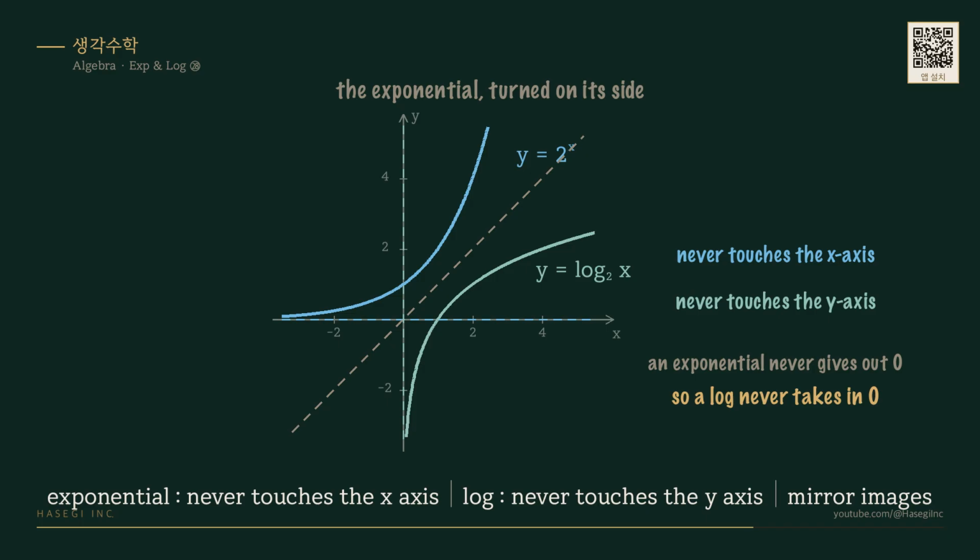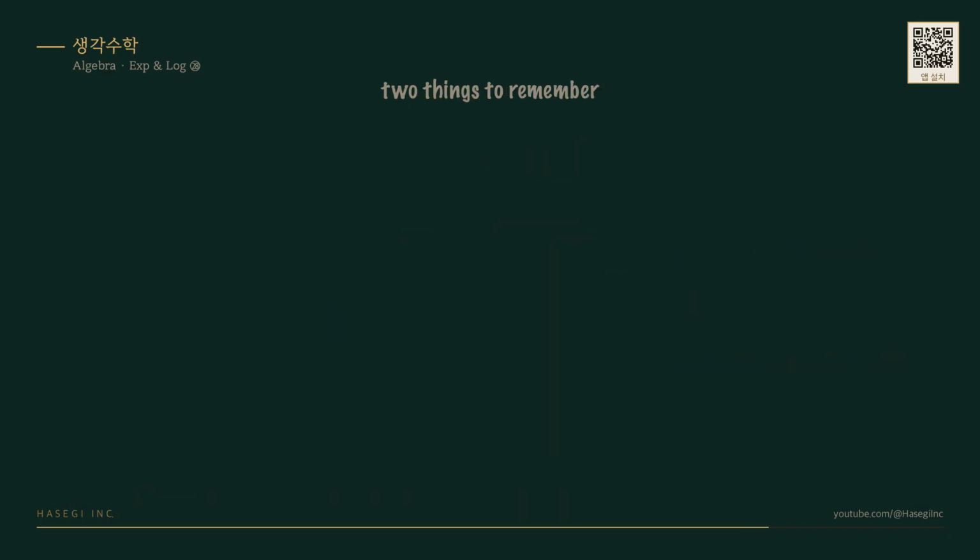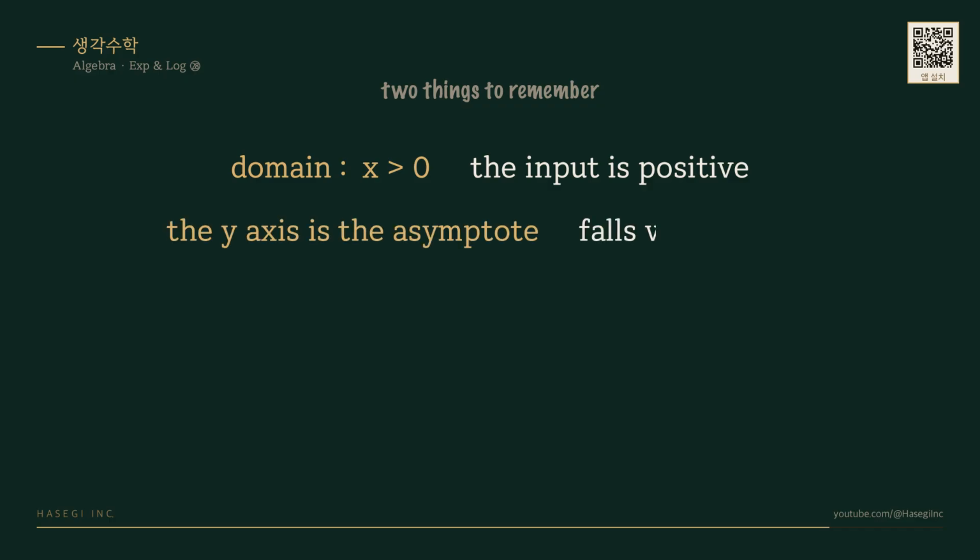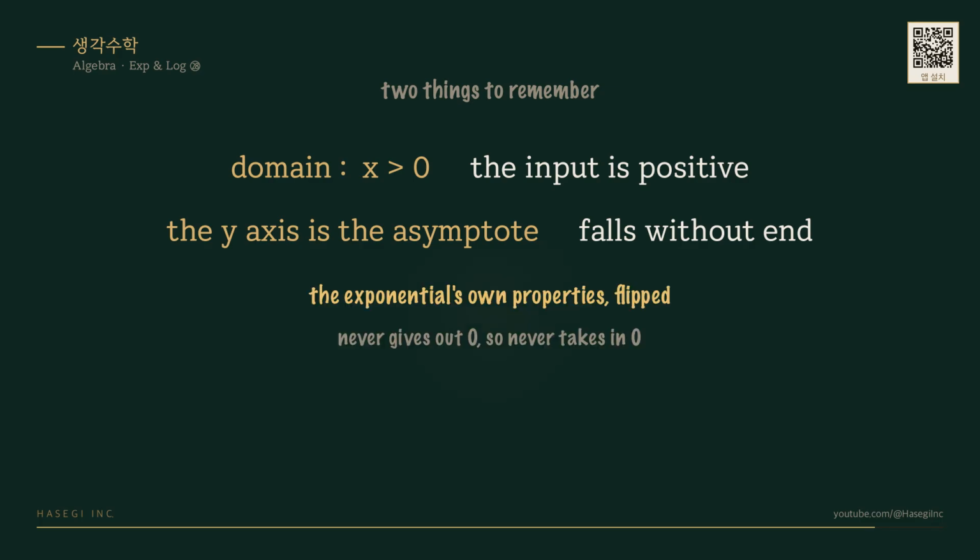So there are two things to remember. The number inside a log must be positive, so the domain is x greater than 0. And as x moves towards 0, the value falls without end, so the vertical axis is an asymptote. Both properties are simply the exponential's own properties, turned on their side.